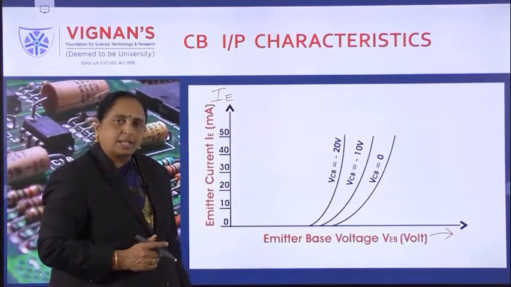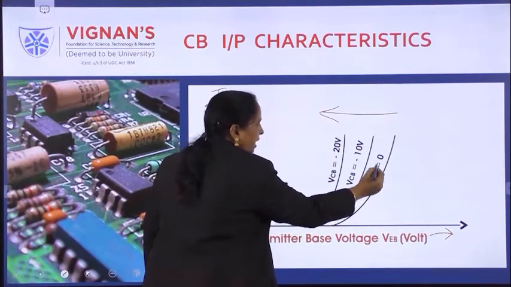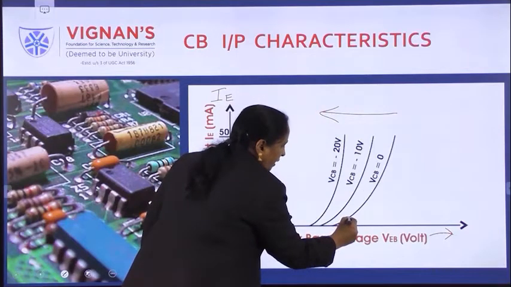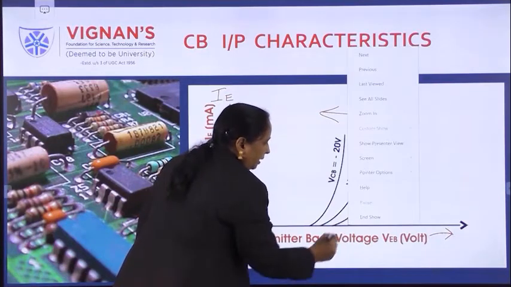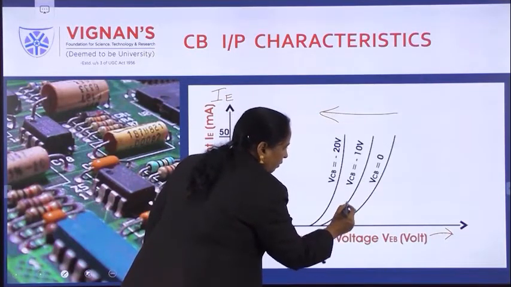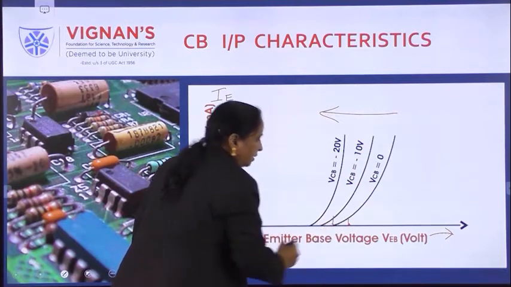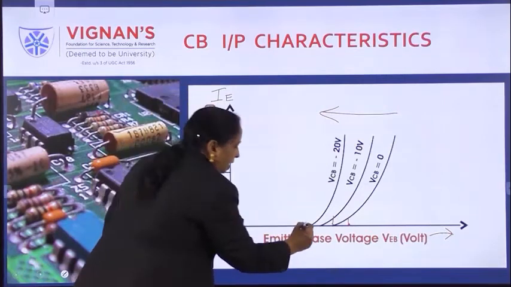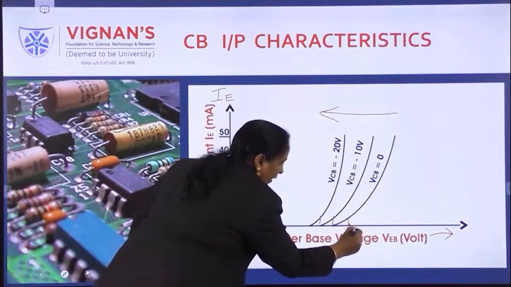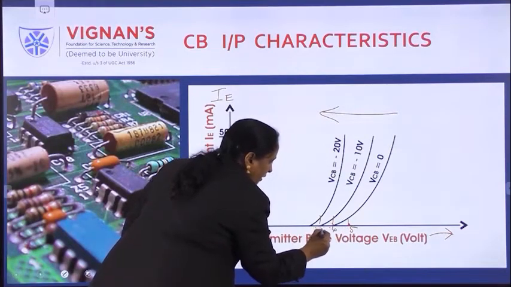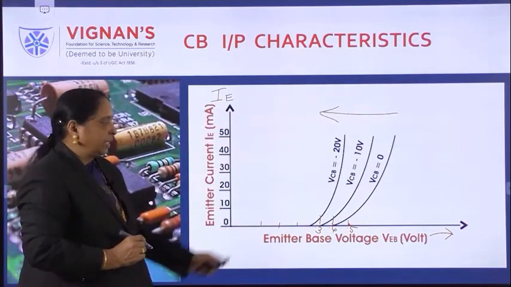See how the characteristics are changing here. The characteristic curves are changing like this. Initially when VCB is equal to 0, the current rises at this point. Then when VCB is minus 10 volts, the current rises sharply at this point. When VCB is equal to minus 20, the current rises sharply even earlier. For example, if this is 0.5, this is 0.4 and this is 0.3 and so on. See here what is happening.